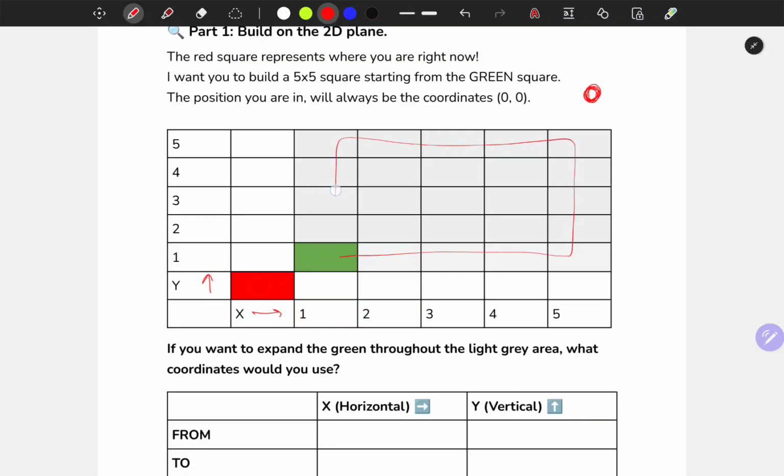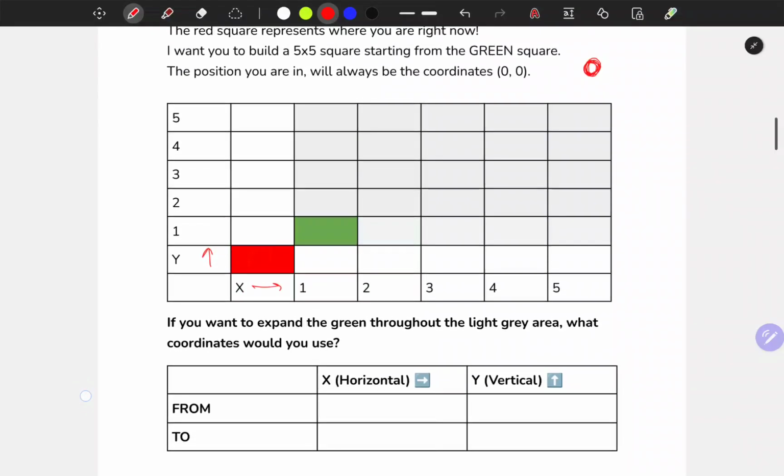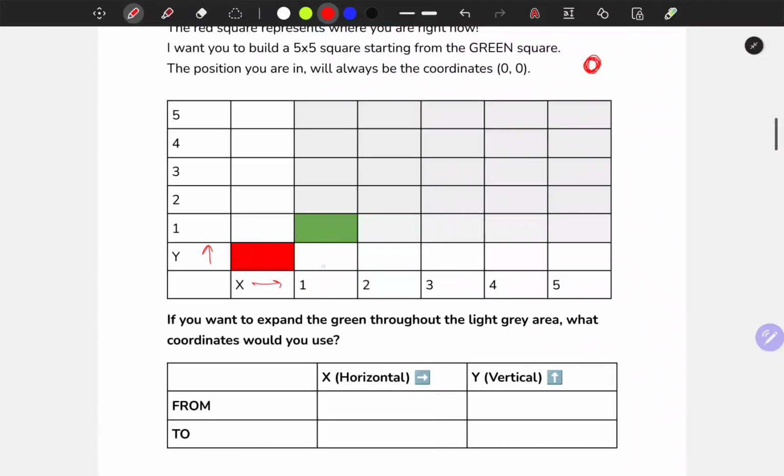Perfect, very good. So if we want to expand the green throughout the light gray area, which is all of this here, what do we do? Well, it's very simple. All we do is find the x coordinate, which goes this way to the right, and we start from 1. So we put here 1, and then we find where we're starting from on the y coordinate, which is going to be here, 1. So that's 1, 1. And we end the x coordinate at 5, and we end the y coordinate at 5. So that means this is 1, 1, 5, 5.